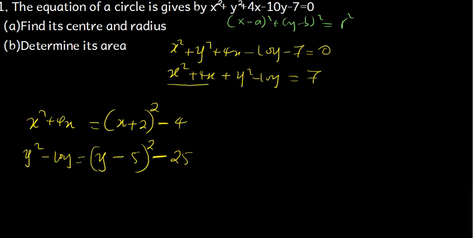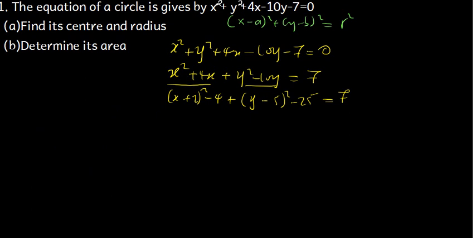So where there is this, I'm going to substitute this portion. And then where there is that, I'm going to substitute this. So that is giving (x + 2)² − 4. And then we have got a plus here. So plus, where there is that, I'll put (y − 5)² − 25. And that is equal to a 7.